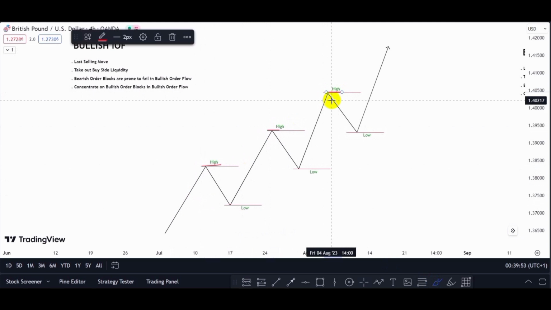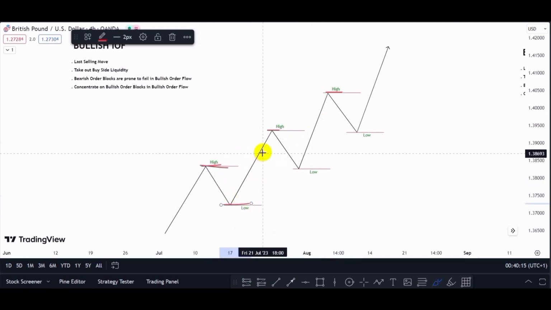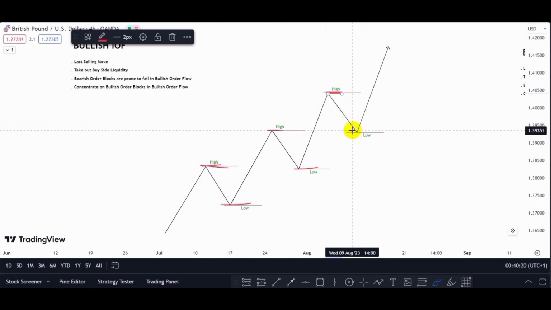We must also understand that in the bullish institutional order flow, you concentrate on the bullish order blocks and not the bearish order blocks. We're going to look at that when we come to the charts. So when you're looking at the bullish institutional order flow, you pay attention to the sell move before the buy move, meaning you pay attention to the retracement before the impulsive move. So that is what you mark out as the bullish institutional order flow.